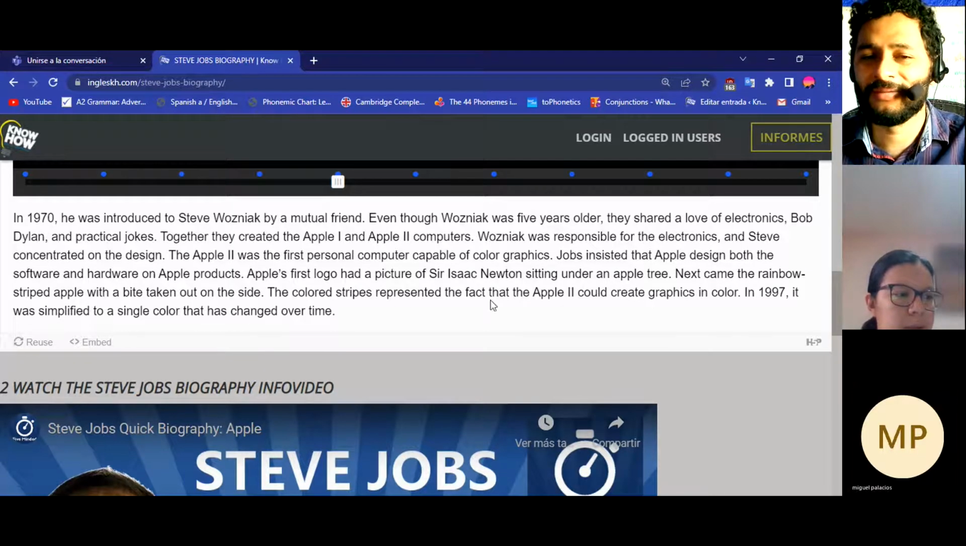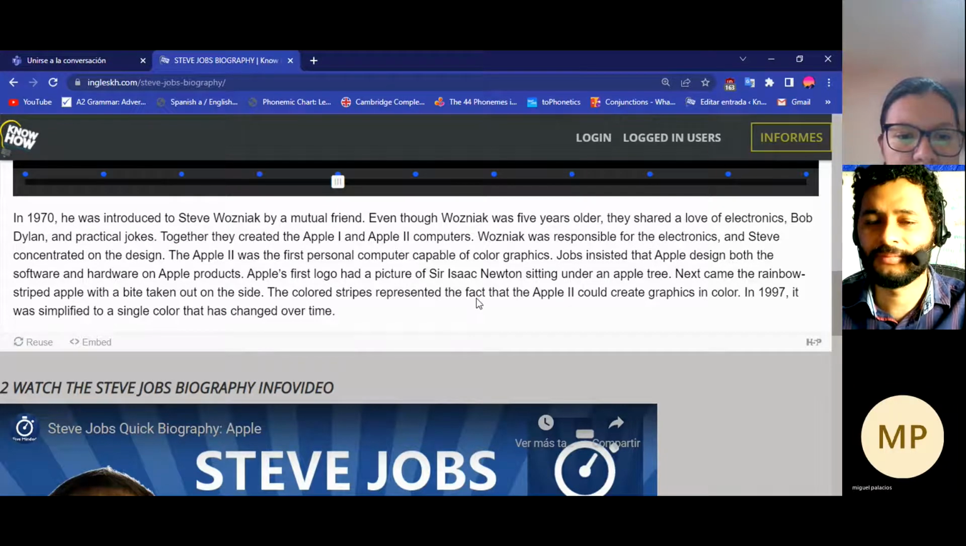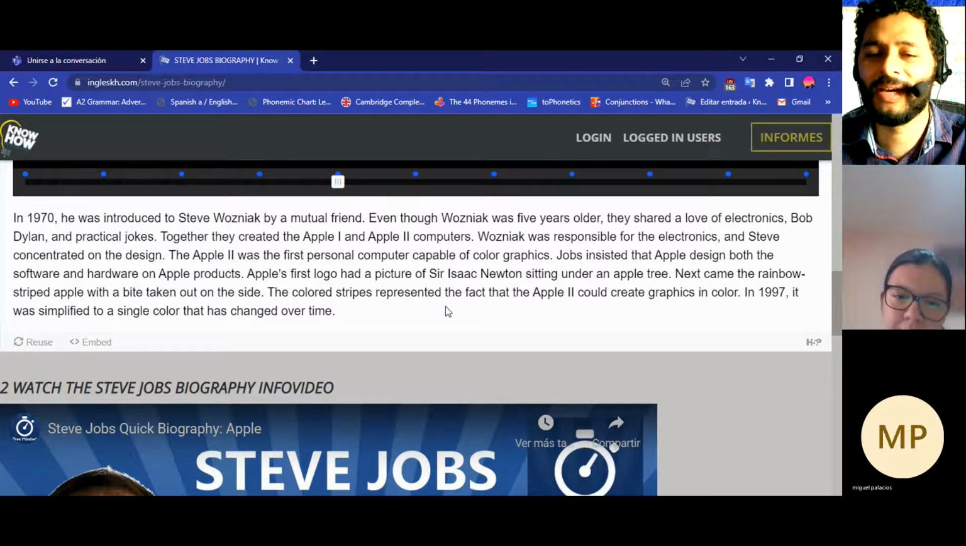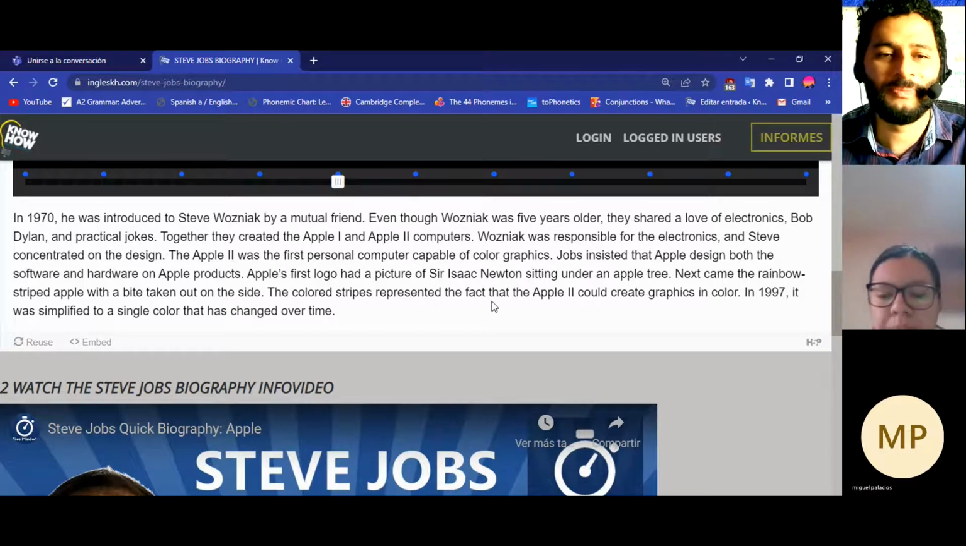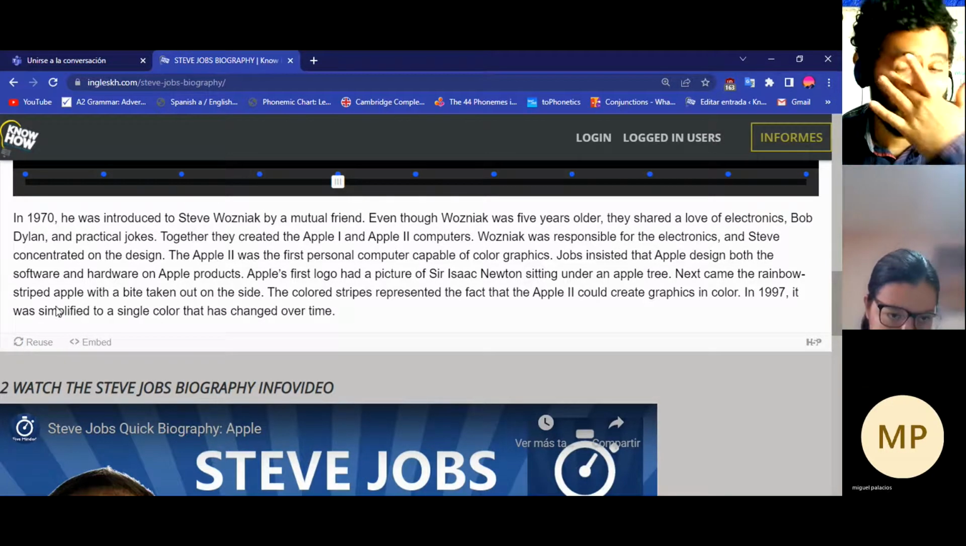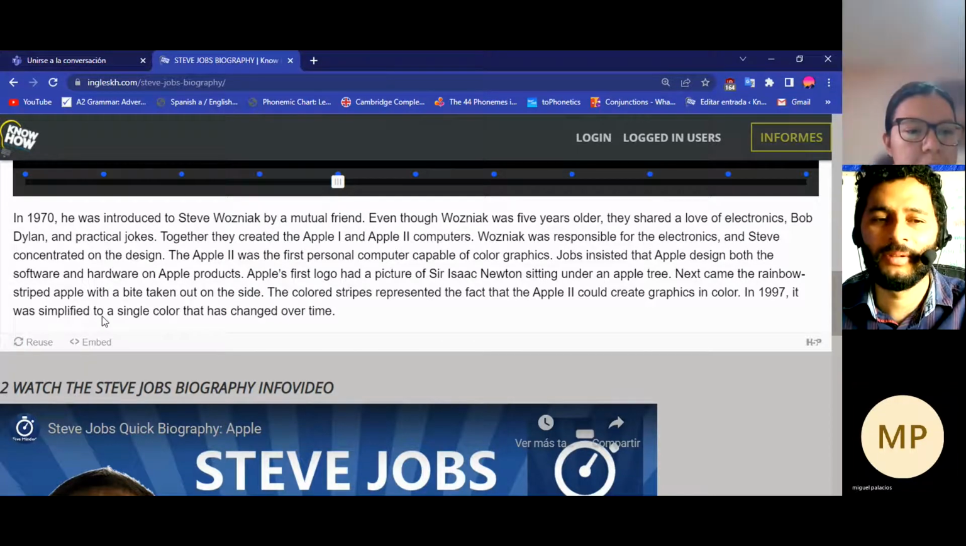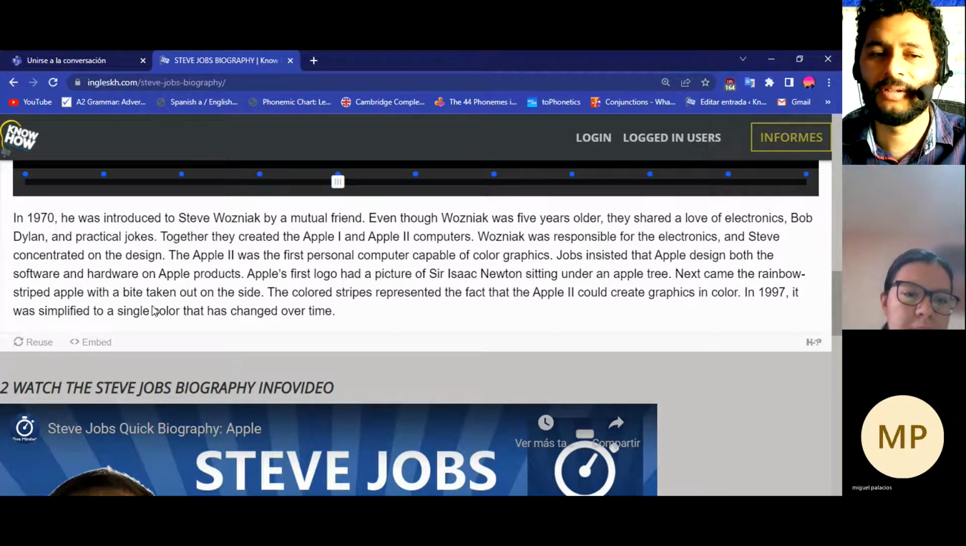Representaban el hecho de que... The color strips represented the fact. Exactamente. Ahí no pegas nada, ¿no? Represented the fact. Ok. A ver, entonces, y dice, it was, ok, fue simplificado a, ¿cómo leías esto? It was simplified to a single. Ándale, ahí tampoco pegas nada, ¿no? It was simplified to a single color.